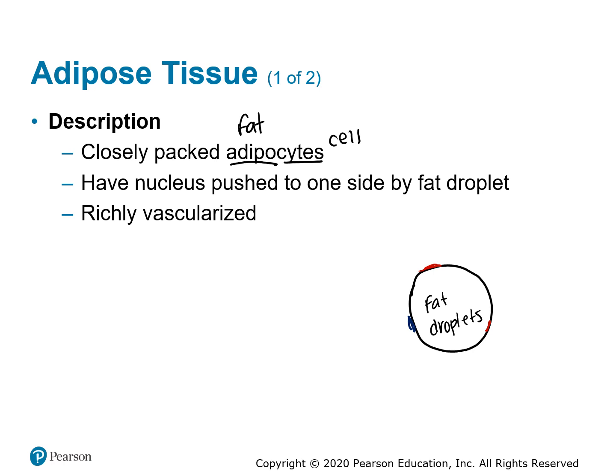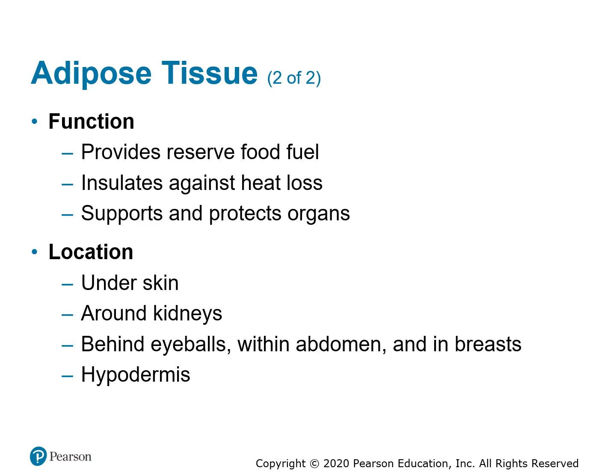These tissues are highly vascularized, so they grow pretty well. They're really easy to heal. They're usually no big deal. The function of adipose tissue is to provide reserve food fuel, so they store energy, as well as insulate and cushion your body. So it insulates against heat loss and supports and protects your organs.